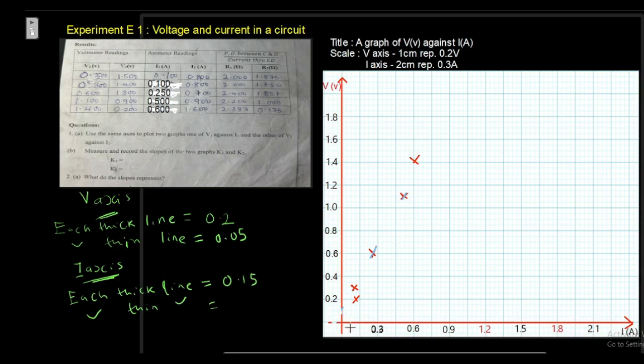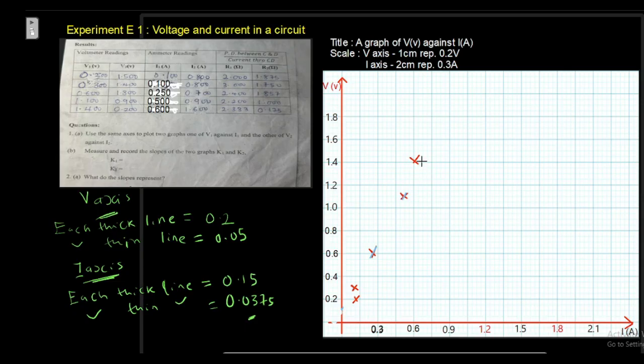Okay, now for the thin lines, or the small lines inside the big box, if this is 0.15, to get the value of each small one here, we divide 0.15 by 4, just like we did for the vertical. This is now horizontal, so we have 0.15 divided by 4, and that will give us 0.0375. All right, now we can plot our points. Here we have 0.2 for v1.